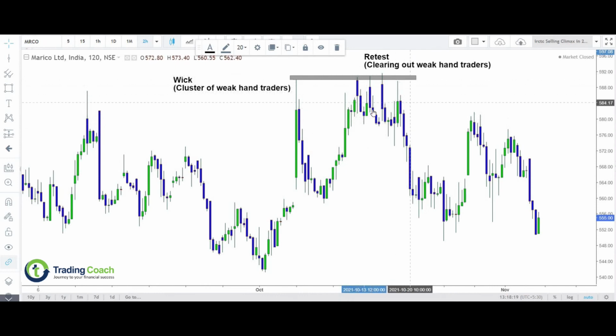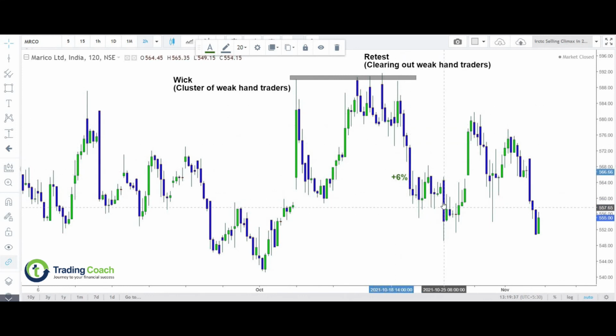And you can notice the prices have tested this particular wick multiple times. It is not just a simple retest. This is a multiple times retest. But somehow each time the prices retested the high of the wick, the market kept falling down, right? And right after this retest, we can notice a very good sell-off. This sell-off has driven the prices all the way from 588 down till 550. And that's almost a 6% move in the stock prices.